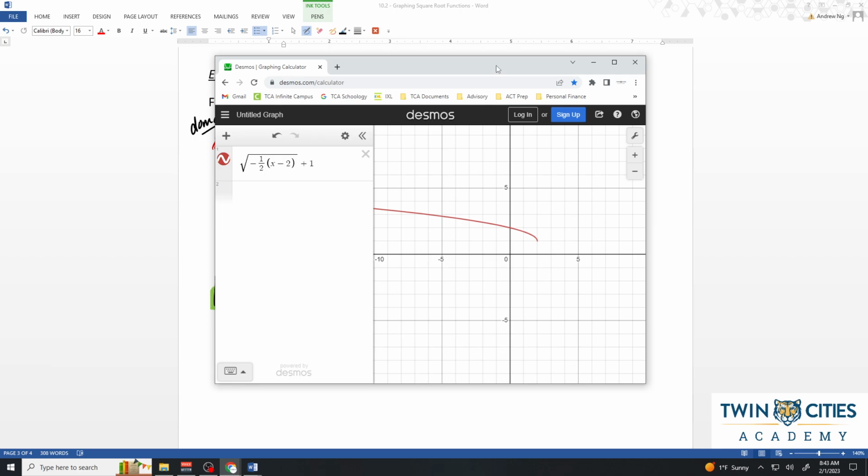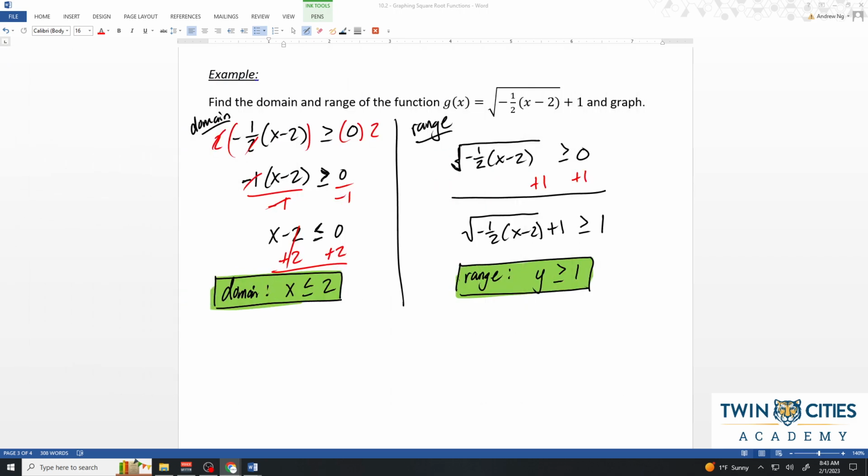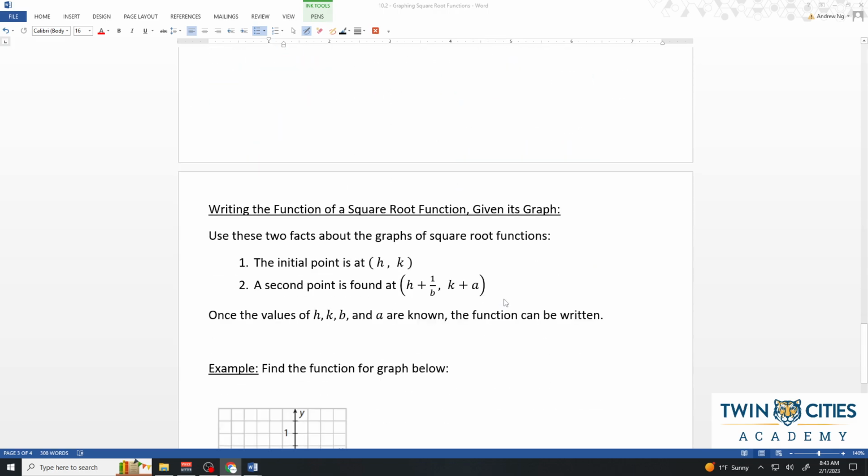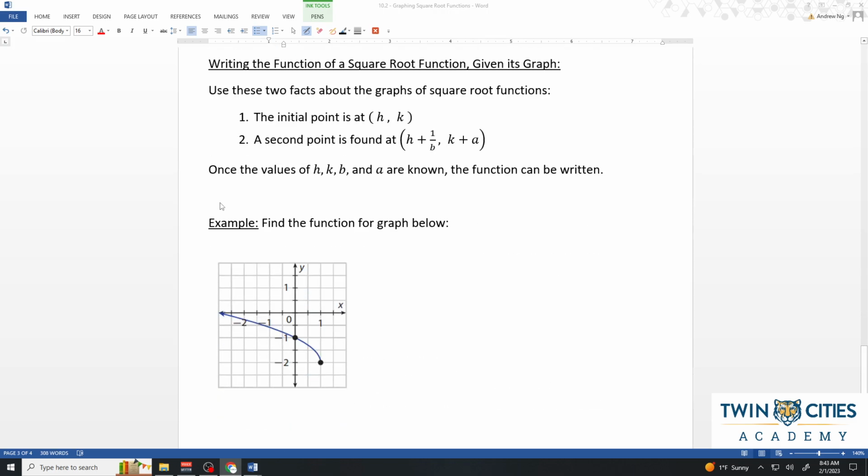But let's say that I start with a graph and I want to find the function. That's another problem we could do: writing the function of a square root function given its graph. Okay, the first thing I want to do, before I read any of this, is remind you of what the standard form is. So let's write that down over here.